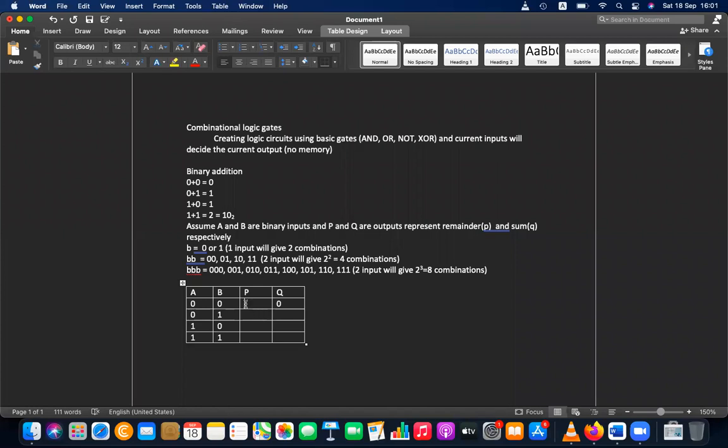Okay, anyway, 0 plus 0 is 0. Okay, then anyone else, can you tell me the remainder? 0. Yes, remainder is also 0. 0 plus 1. Sum is 1.